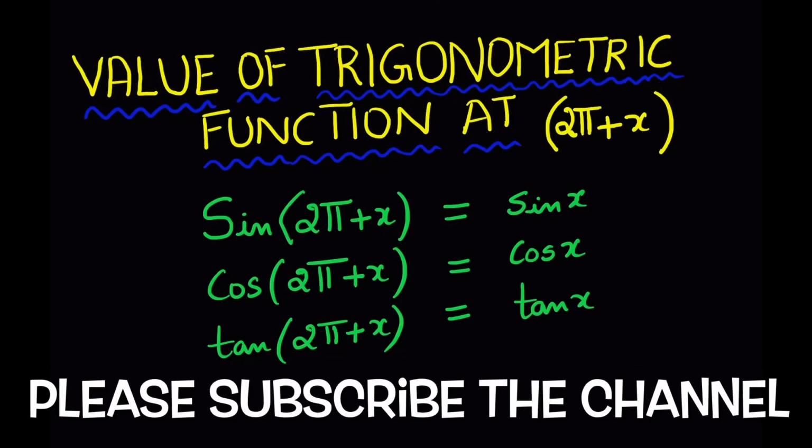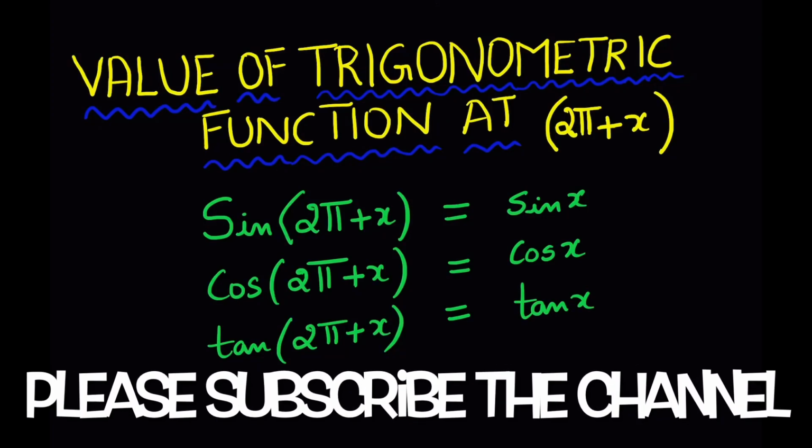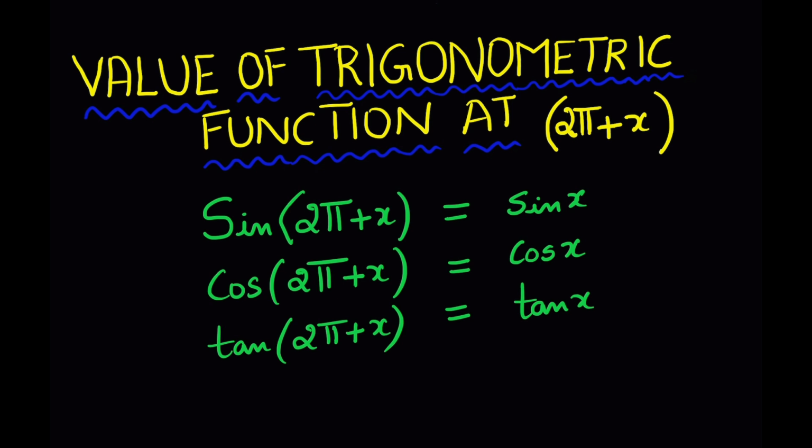In this video, we are going to learn the values of trigonometric functions at 2 pi plus x. So we are going to understand why sine of 2 pi plus x is sin x, cos of 2 pi plus x is cos x, and tan of 2 pi plus x is tan x.